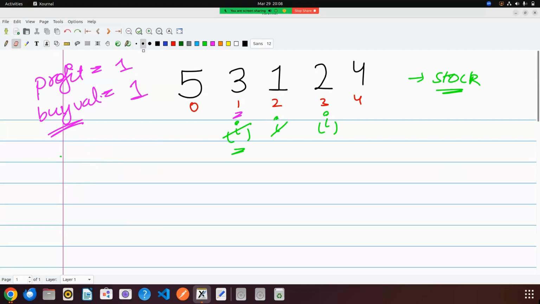Okay. Now let's talk about this buy value. Is it better to buy it for 1 or is it better to buy it for 2? Of course, it's better to buy it for 1, right? It's always better to buy it for a low price. So I'm not going to update my buy value. Okay. Let's move forward. Let's increment this I.